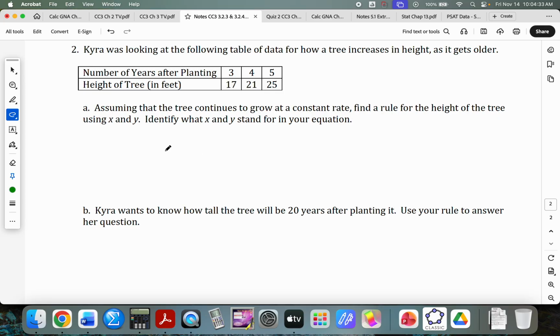Okay, so when you're deciding what to use for x and what to use for y, we typically use x for what's in the table and in the original part of the table, and y for what we're getting out. So we're going to let x equal the number of years after planting.